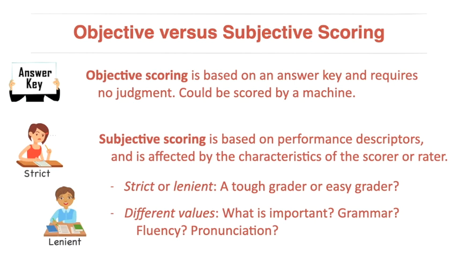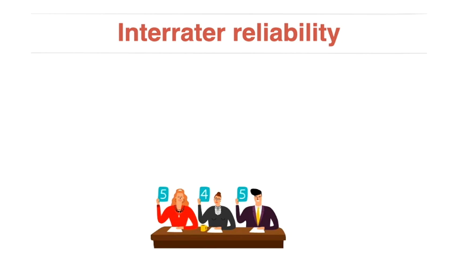They can also have different values, that is, they might have different beliefs about what is important in a language performance. For example, some raters might base their scores on grammatical accuracy but ignore pronunciation, while others believe that good pronunciation is much more important than having perfect grammar. When these and other characteristics of the raters have a strong influence on the scores, the assessment becomes unreliable and unfair. Specifically, we refer to this as inter-rater reliability.